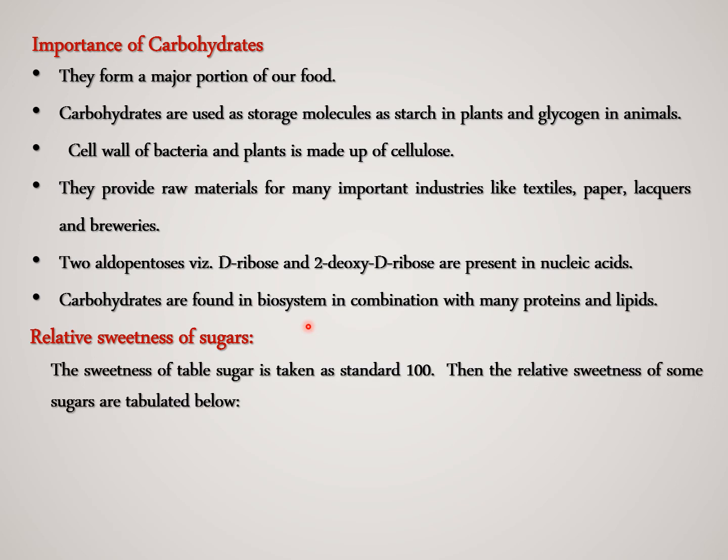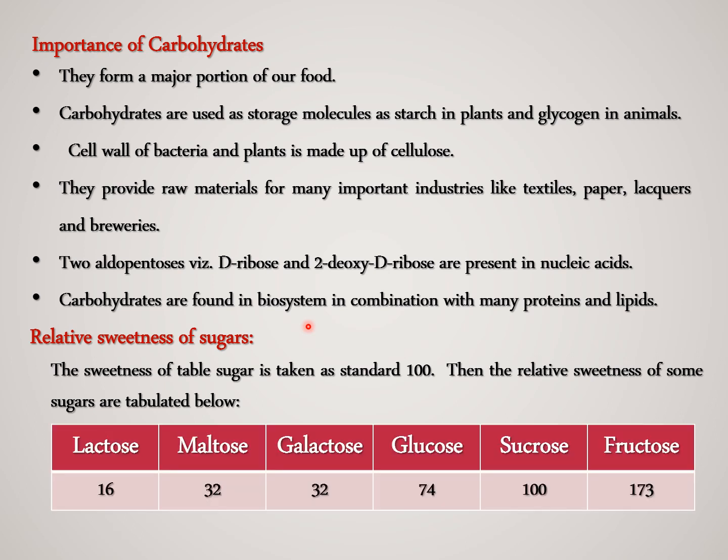Now let us understand the relative sweetness of sugar. Relative means we are comparing the sweetness of sugar with a standard. The standard is taken as table sugar. Table sugar is nothing but sucrose. The value assigned is 100. Now we will compare the sweetness of other carbohydrates with sucrose.